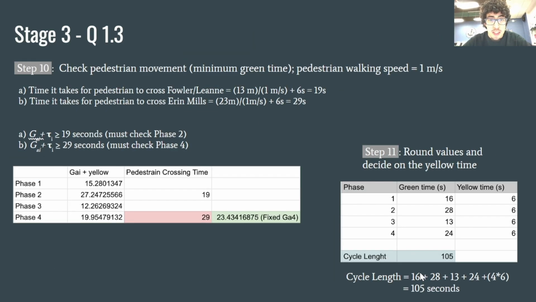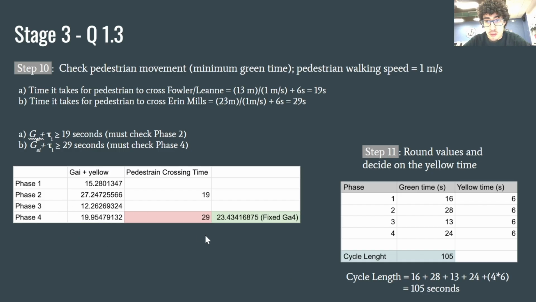We then have to check pedestrian movements. So we know that pedestrian walking speed is 1 meter per second. So the time that it takes to cross Fallen Lane will be 19 seconds, and to cross Areas will be 29 seconds. Once we get those values, we have to check phase 2 and phase 4 and make adjustments if necessary.